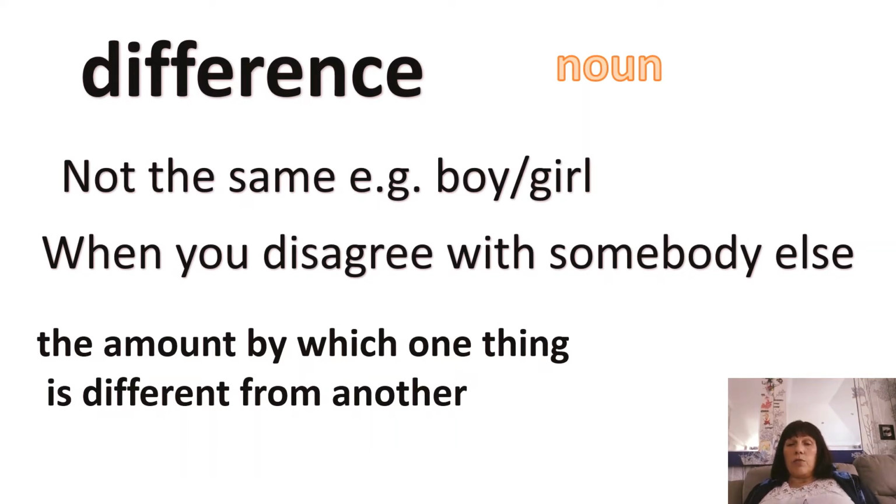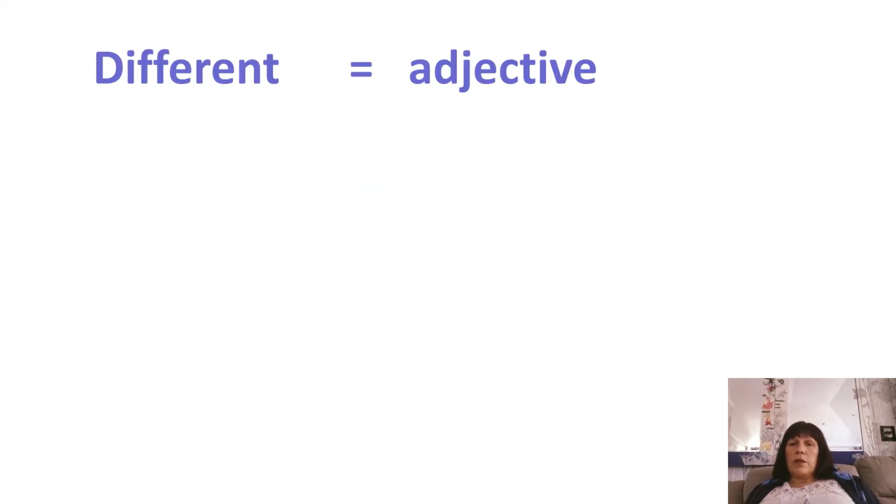And I use this word sometimes when I'm talking about the cost of two items. Oh, how much is that one, please? And how much is that one? What's the difference? And then I'm talking about the amount of money. So different is an adjective. So we're going to use the word different to describe. Difference is a noun.